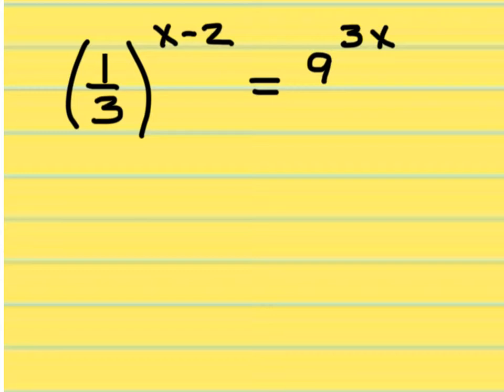We have 1/3 to the x minus 2 power, and then we have 9 to the 3x power. We have to figure out how we're going to change the base of either of these, or both, in order to come up with something that I can work with. Okay, so if we want to change that 1/3 into something that has a base of 3, while it's still being equivalent, then we could do this.